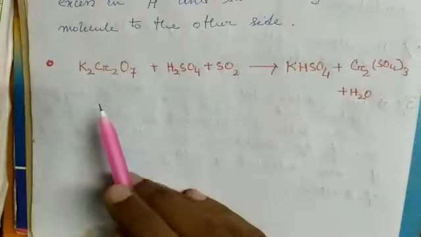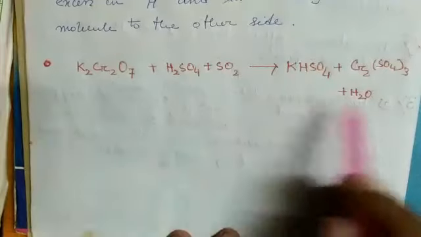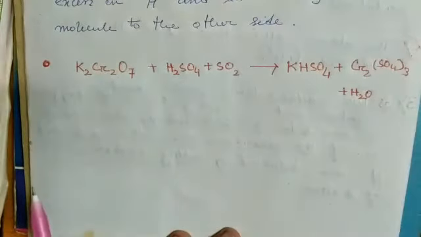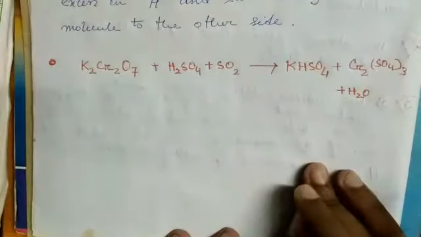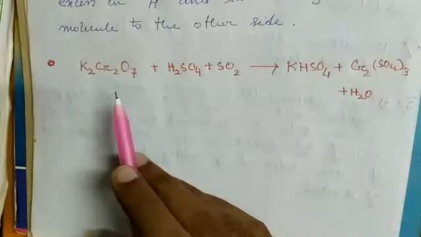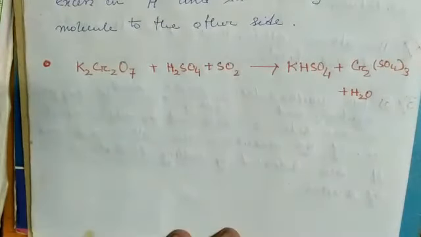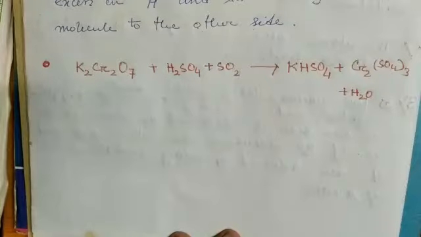In this problem, we have been given a redox reaction, but it is not balanced. So we have to check which species is oxidized and which is reduced. So let's do it.